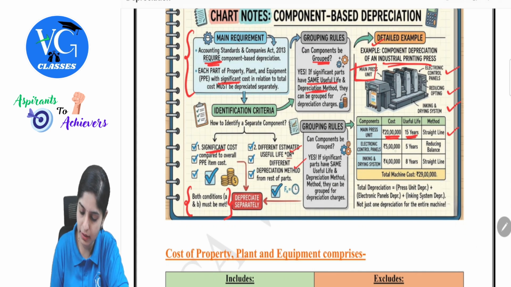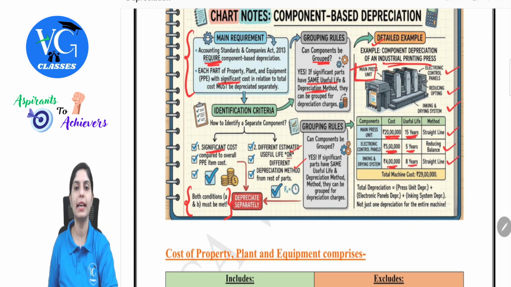The electronic control panels' cost is separately available, that is 5 lakh. Useful life is 5 years and they followed the reducing balance method. The inking and drying system cost is 4 lakh. Useful life here is 8 years and the method used is the straight line method.